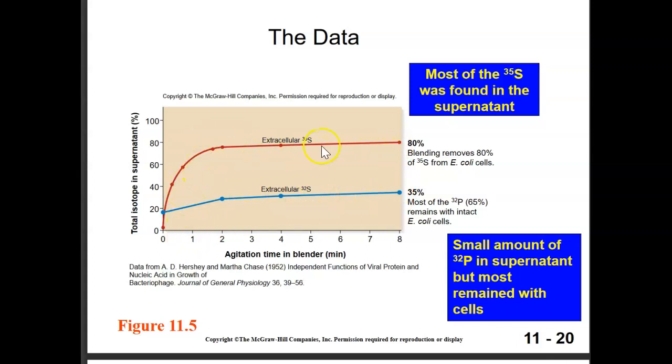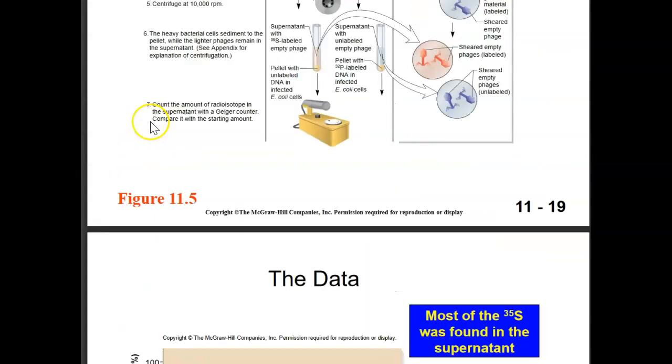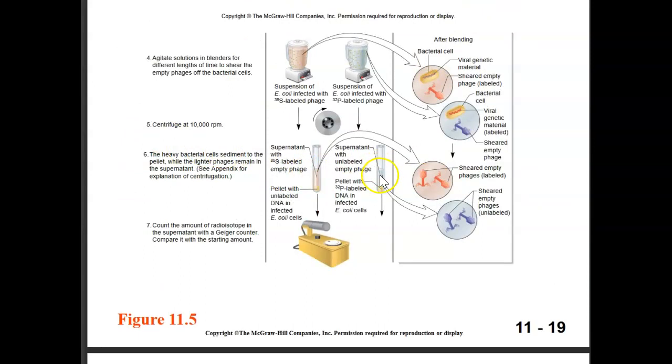So most of the S35 was found in the supernatant. Most of the P32 was found inside of cells. There was a little tiny bit inside the supernatant, but the whole idea is that the P32, you found very little inside of the liquid portion. Okay, you found very little inside of the tube here, right here.